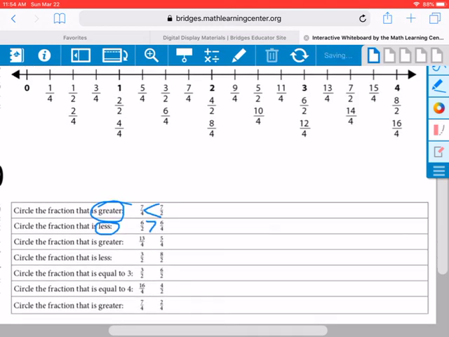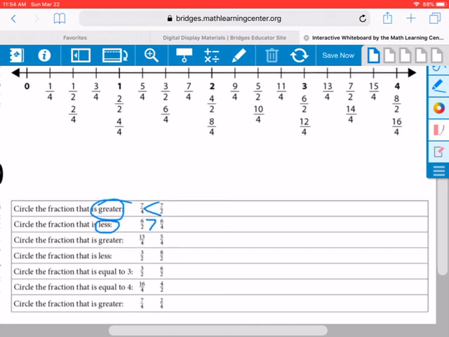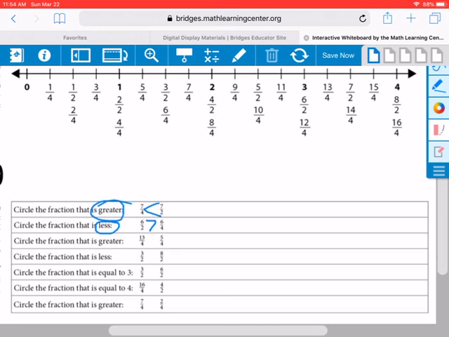Which one is greater, 13/4 or 5/4? Numerators the same or different, denominators the same. 3/2 or 8/2? Which one is less? Circle the fraction that is equal to 3. Circle the fraction that is equal to 4. And circle the fraction that is greater.